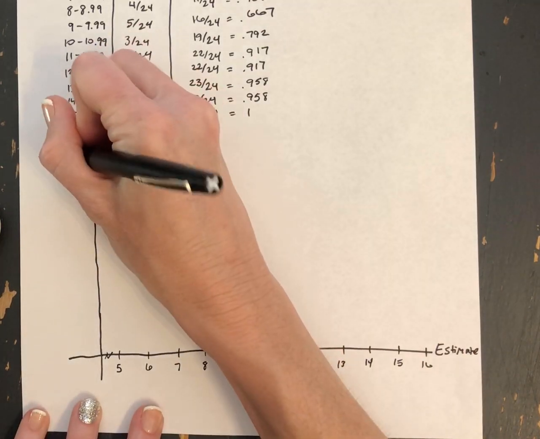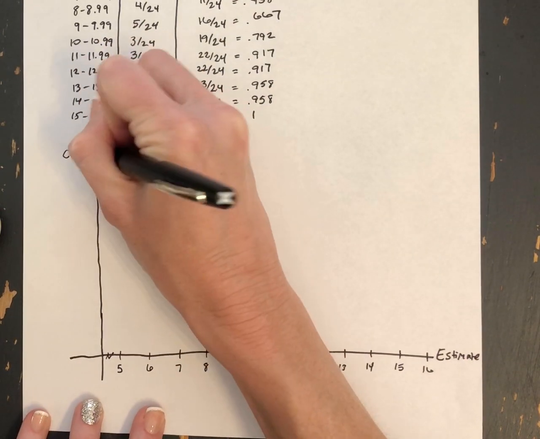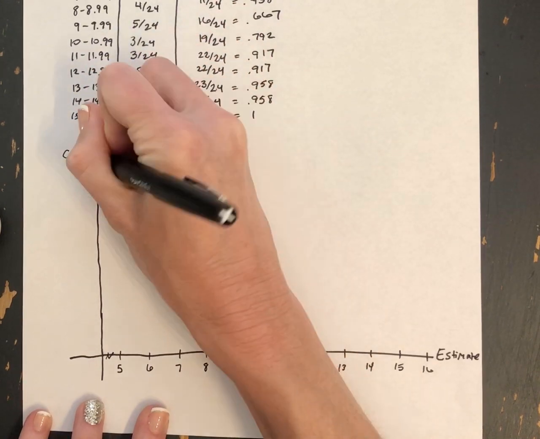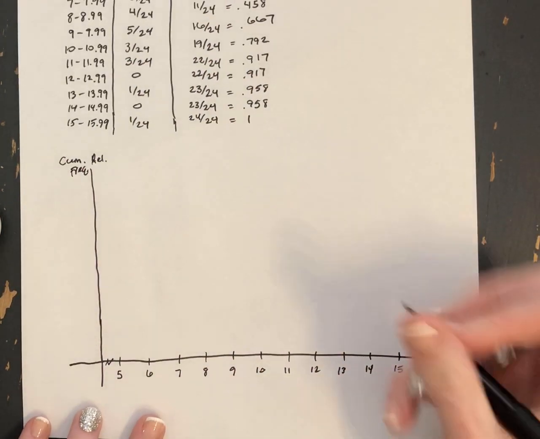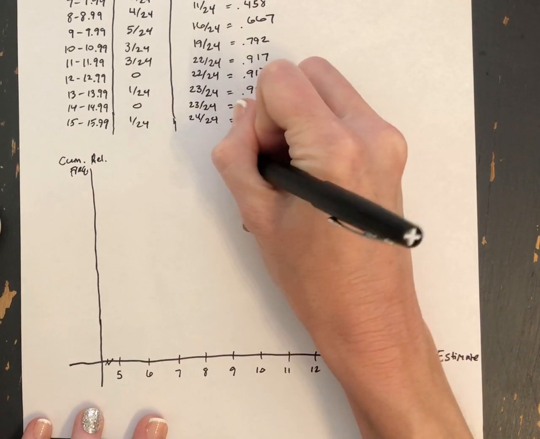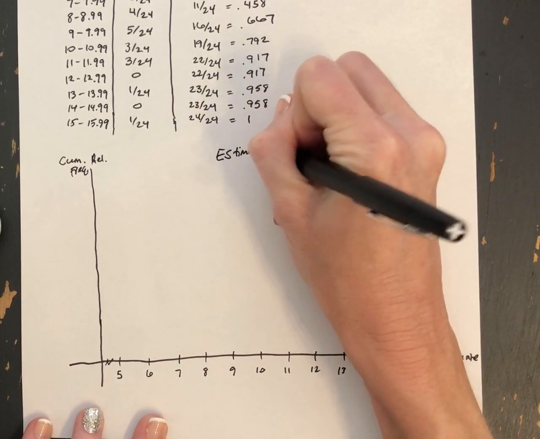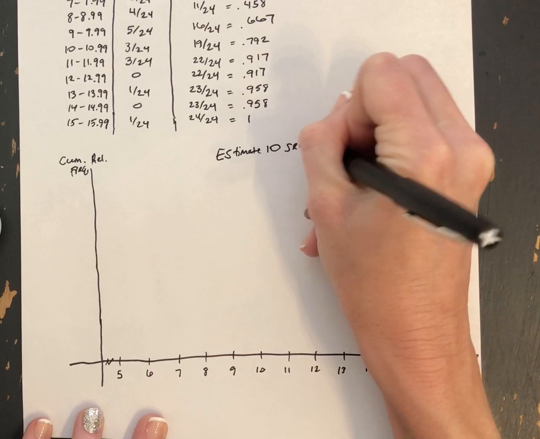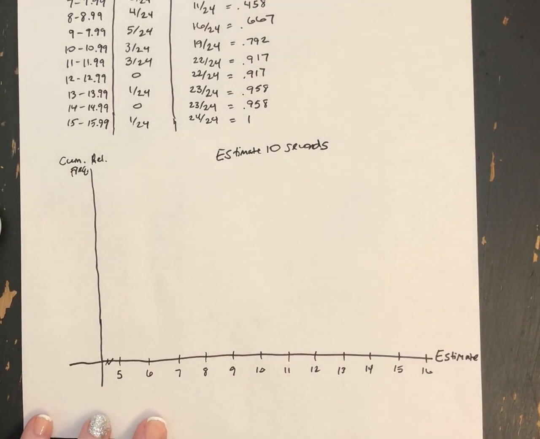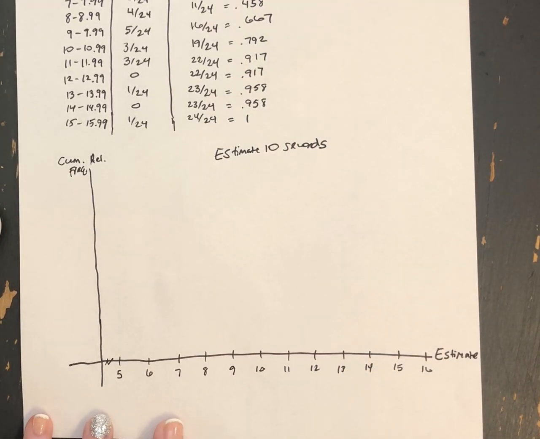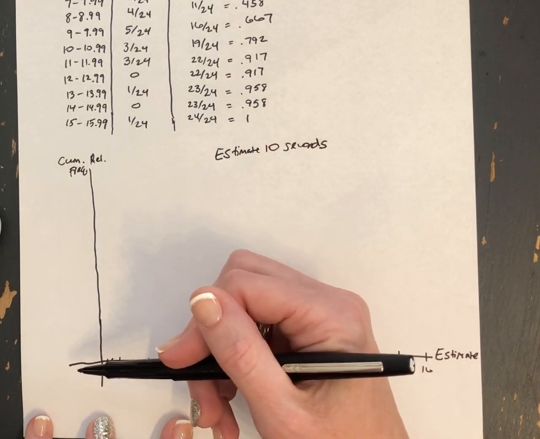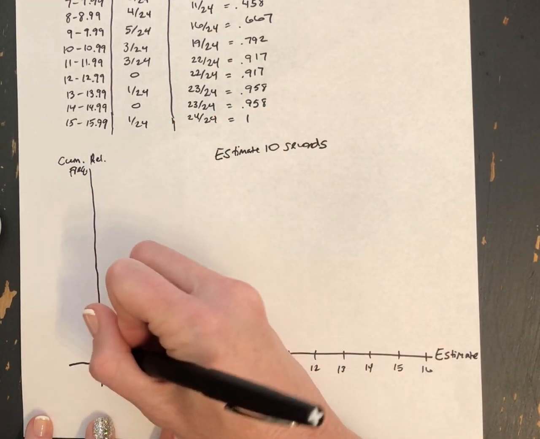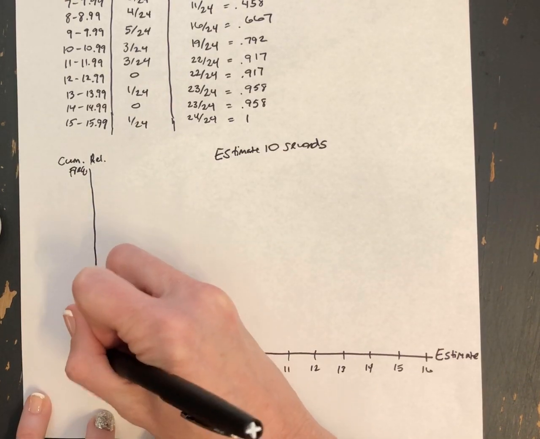And then I'm going to label this cumulative relative frequency. And this is our estimate 10 seconds data set. And again, what type of graph we're doing here is an Ogive. And so our cumulative relative frequencies, we need to go all the way up to 1. So I'm just going to go by tenths.